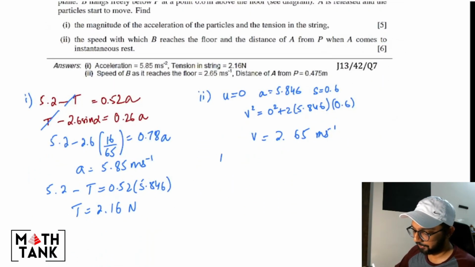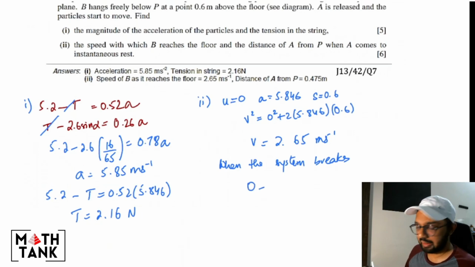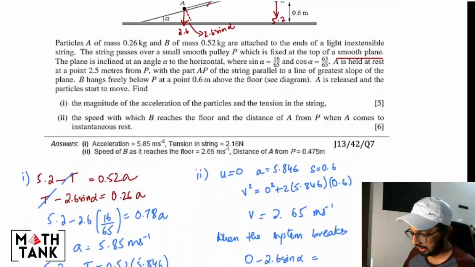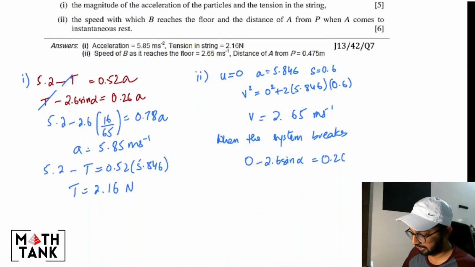So when the system breaks, there is nothing pulling A forward, so 0. There is gravity pulling it back, 2.6 sine alpha, and nothing else, and that equals 0.26a. So I get minus 2.6, 16 over 65, equals 0.26a.